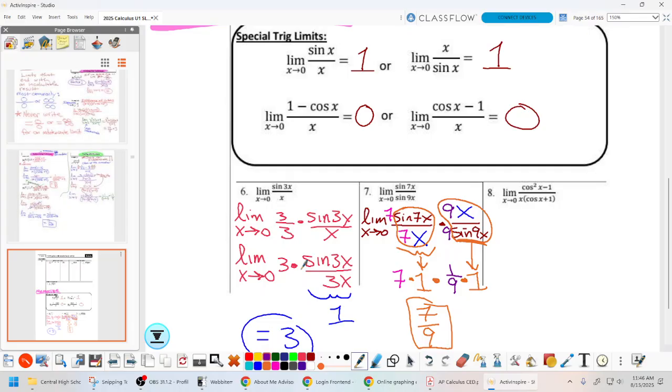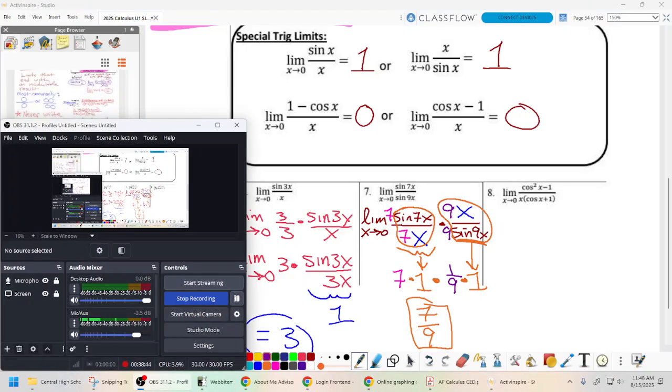Do you want to try the next one? I will give you a hint. The next one, you need to remember one of the trig identities. Do you remember any of those? It's the Pythagorean identity. If that helps. I'm going to wait till you.